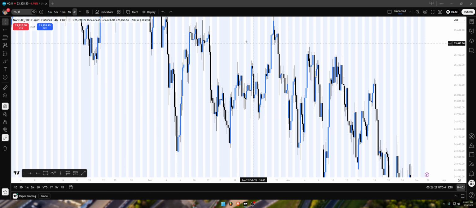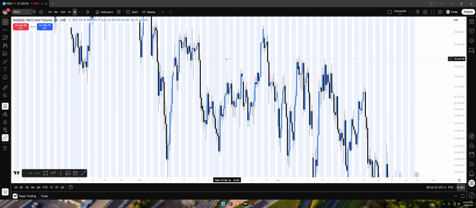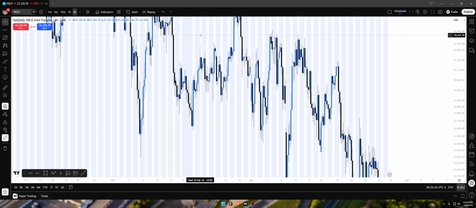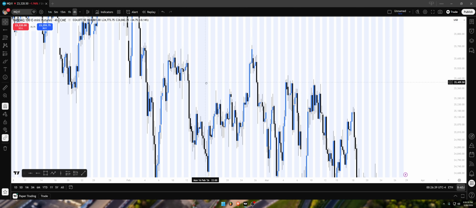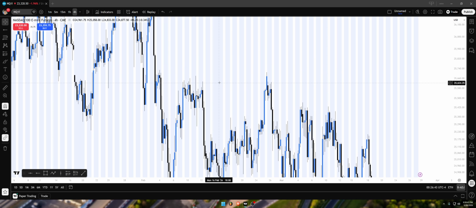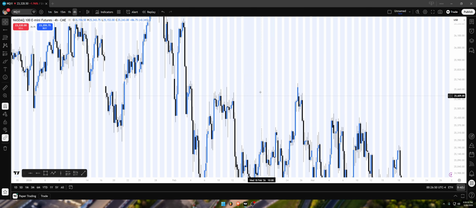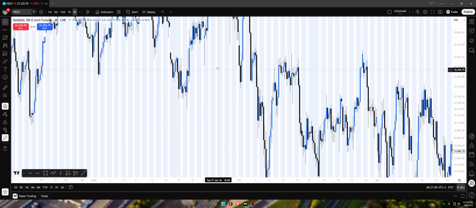Wow, this looks horrible. Obviously, March has been a very volatile month, but it's been very oscillatory as well. So it's been a pretty difficult month. That's not a good pool right there. Maybe the S&P would have better examples.